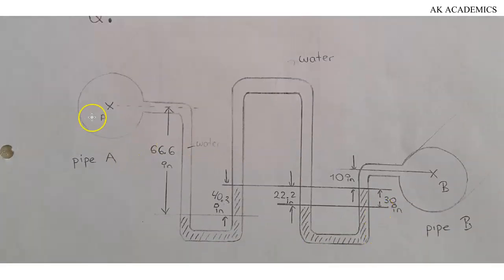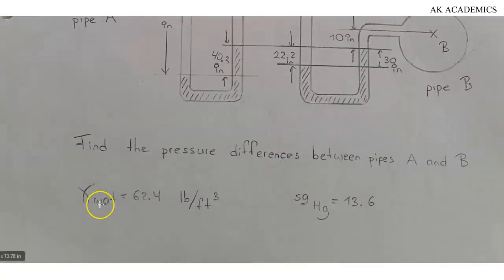Don't forget, pressure A plus pressure of this water plus pressure of this mercury plus pressure of this water plus pressure of this mercury plus pressure of this particular material must be equal to pressure of B. Okay? Pay attention to that. Let's begin. We have been given the specific weight of water to be 62.4 pound per cubic feet. This liquid here, like I mentioned earlier, is mercury. So we have specific gravity of mercury to be 13.6.